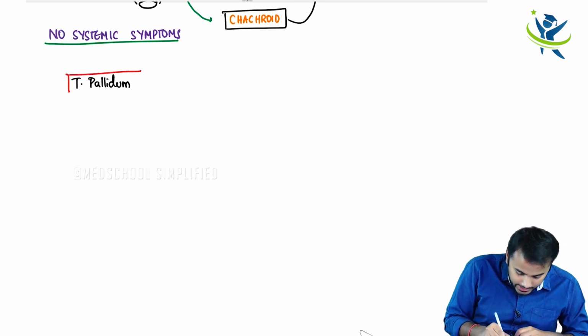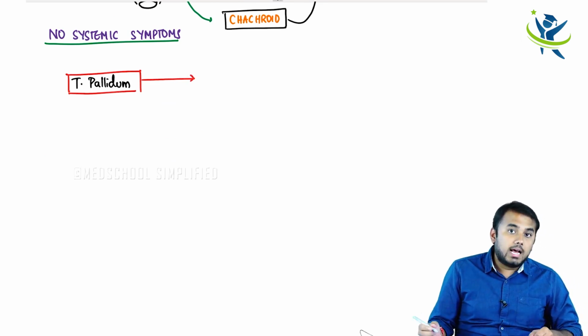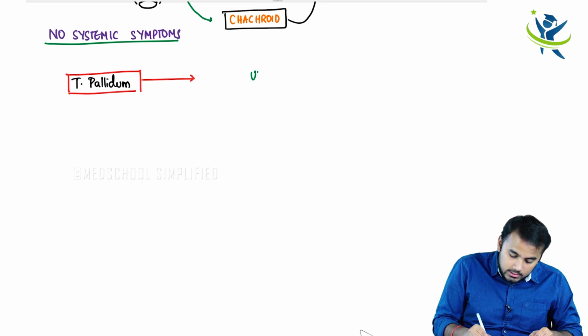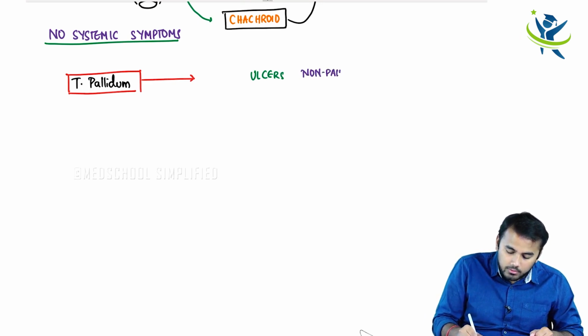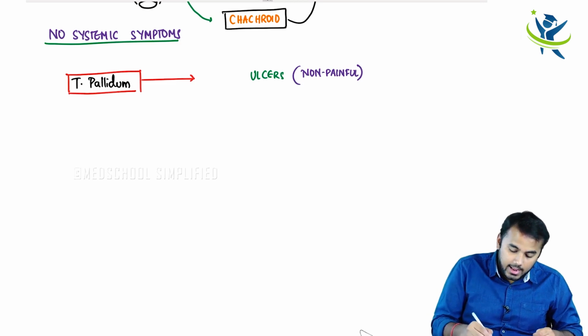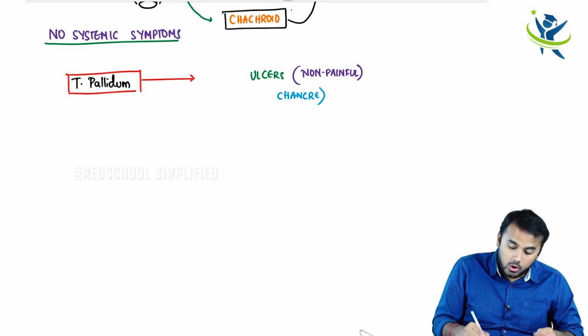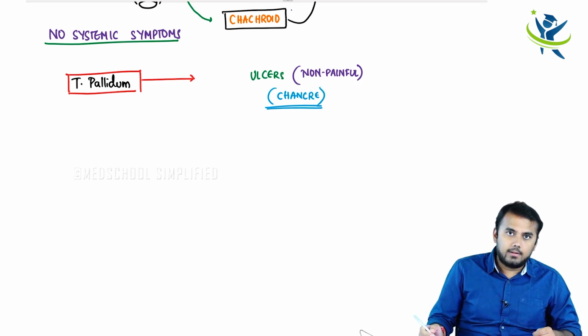pallidum, yes, I agree with you that in Treponema pallidum, you have got ulcers. But these ulcers are non-painful. These non-painful ulcers located on the genital tract are called as canker. They are chancroids. This is canker.